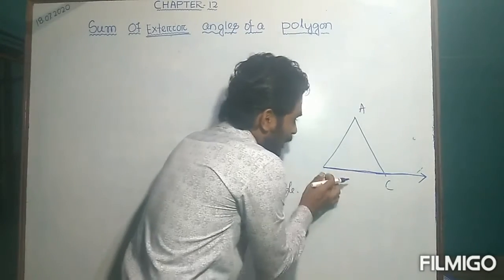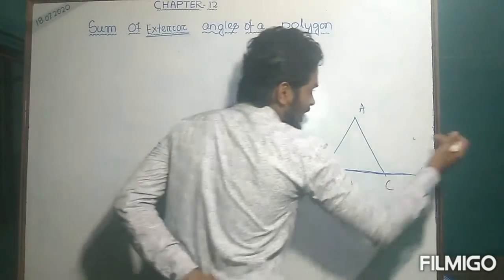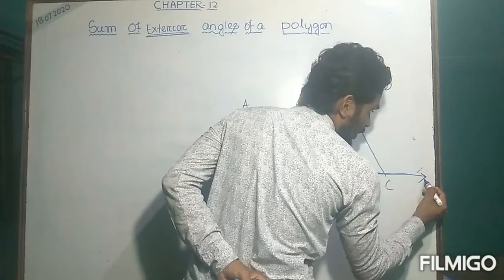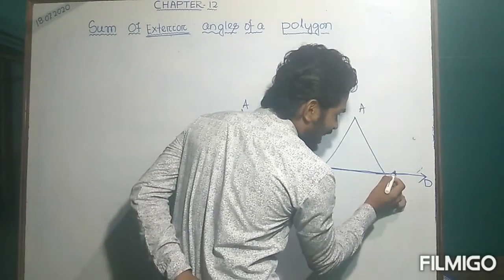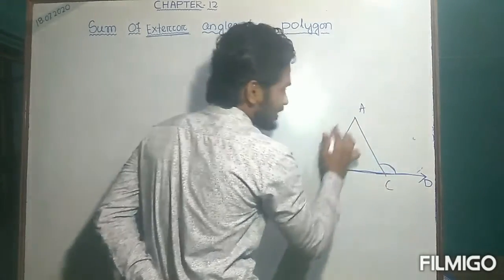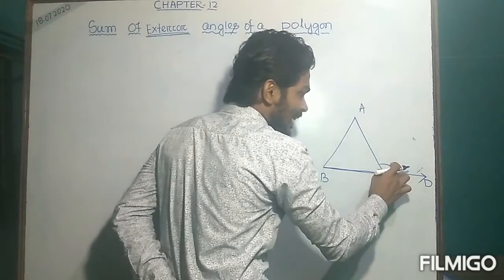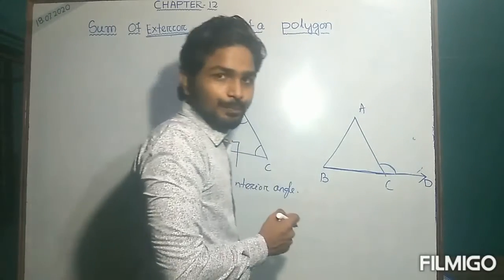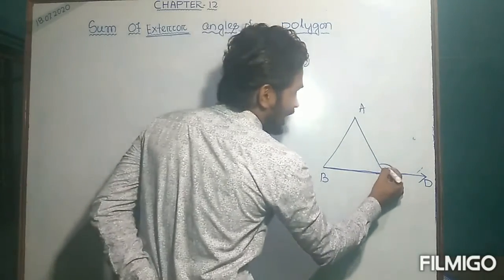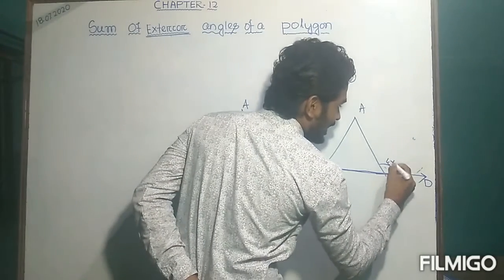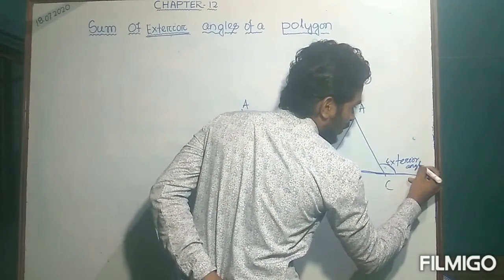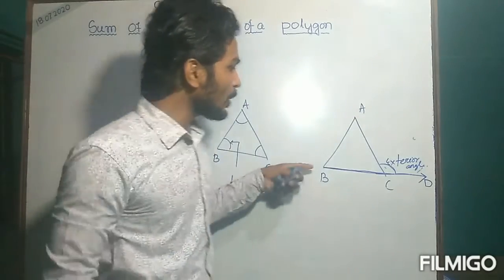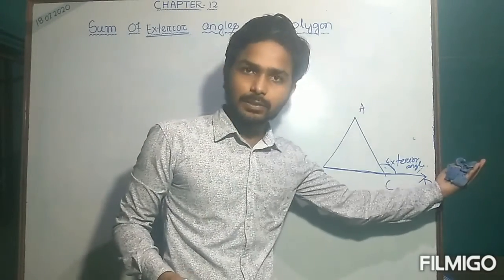Now you can see after producing this side BC towards the right, suppose this point is D. Now you can see there is an angle formed outside this closed figure. This is a closed figure, and this is an angle which is outside this closed figure. And this angle is known as the exterior angle. How can we find it? We find it by simply producing the side BC towards the right-hand direction.